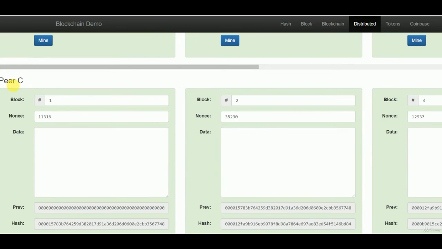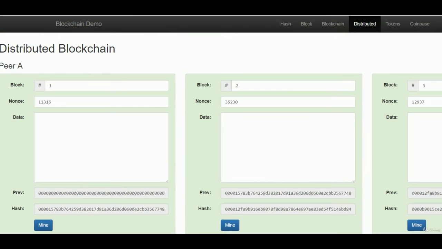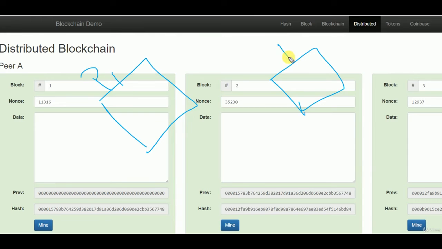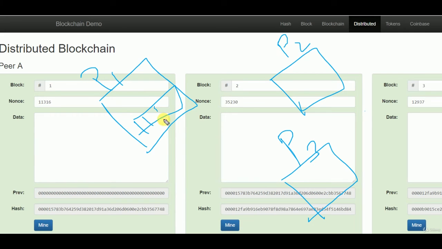So which means that all your blockchains are replicated in all your peers. So this is how the blockchain is. It means peer 1, peer 2, peer 3. Peer 1 will have a copy of the blockchain, peer 2 will have a copy, and peer 3 will have a copy of the blockchain. So these peers are interconnected.